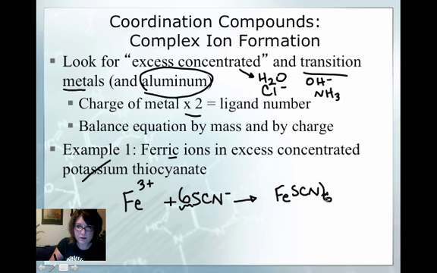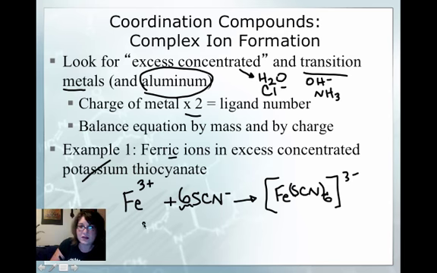with a 6. Okay, now let's predict the charge. I have 6 negatives and I have 3 positives, so the charge of this overall ion is a 3-. It forms a complex where they all stick together and all carry a charge.